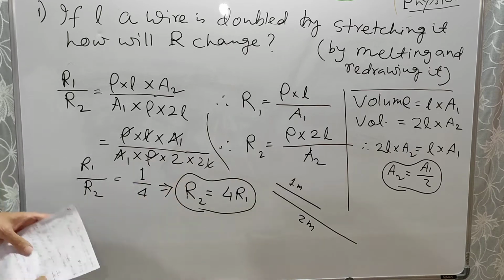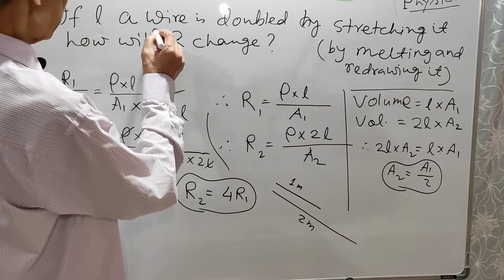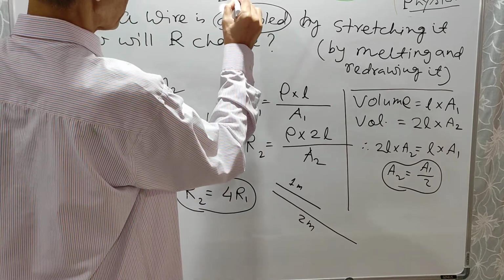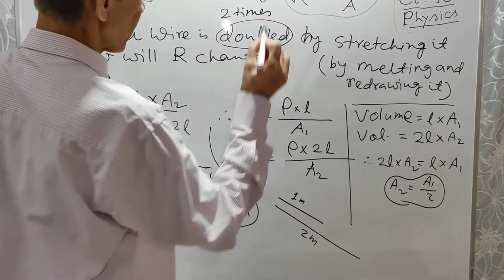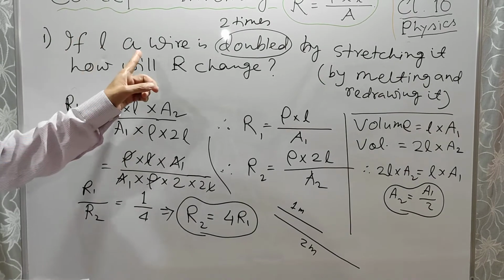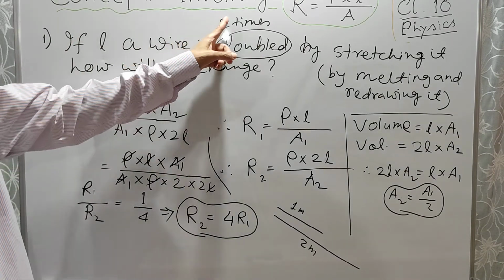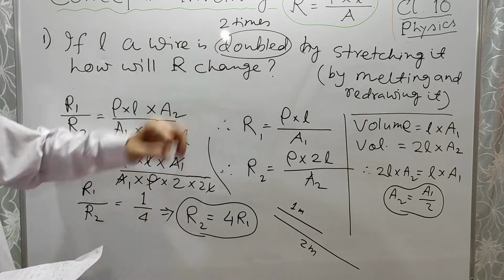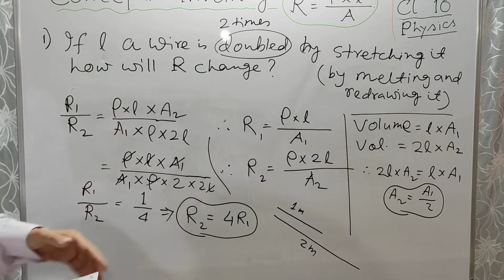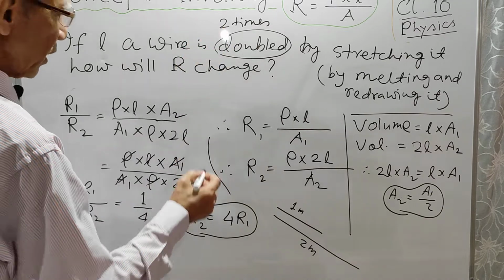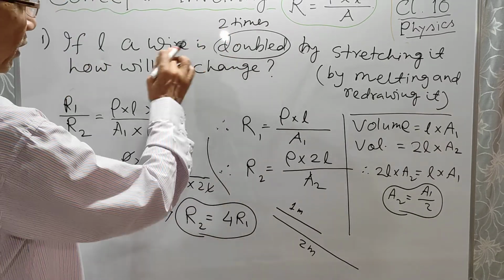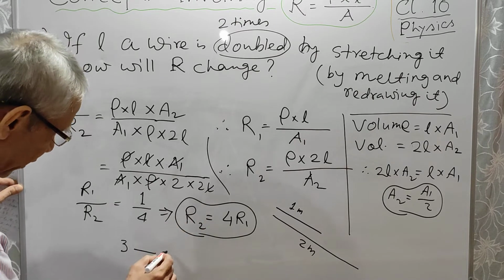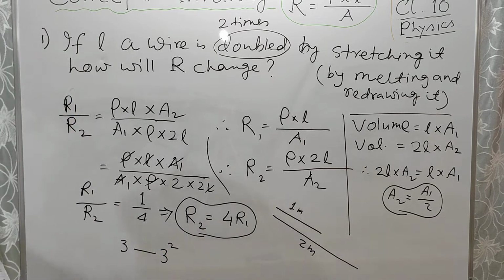Now why will resistance increase to 4 times? Because you have double the length. Double means 2 times. If you increase the length to 2 times, the resistance will increase to 4 times. 4 is 2 square. Now it is like a formula. If you increase the length to 3 times, the resistance will increase to 3 square times, that is 9 times.